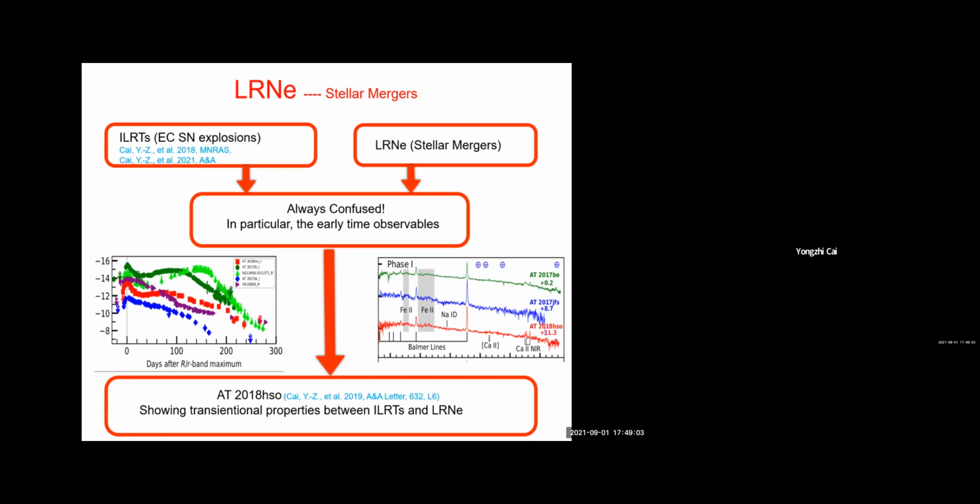H-alpha Balmer series plus some calcium lines. And in this talk, I want to report the observations of a peculiar luminous nova, AT2018hso, which shows transitional properties between IRTs and luminous novae.